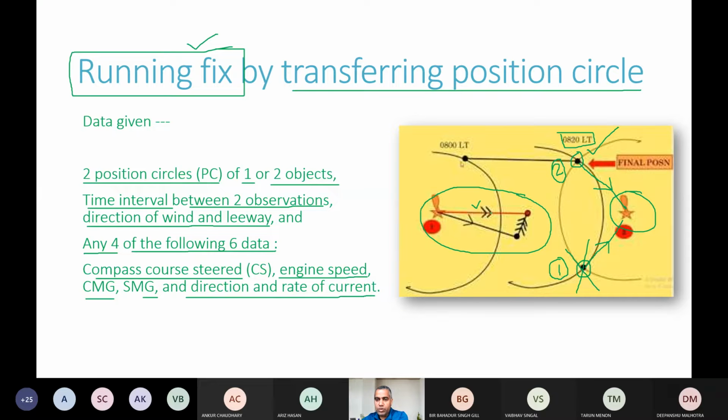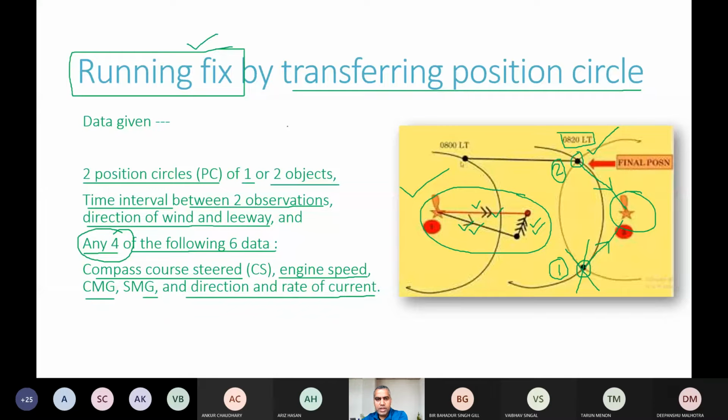You have the course made good and the speed made good. You have the course steered and the engine speed. You have the set and rate of the current. Total 6 items. Out of these 6 items, if you have any 4 available to you, any 4, we can make this triangle. So for preparing this triangle, we need only 4 items.